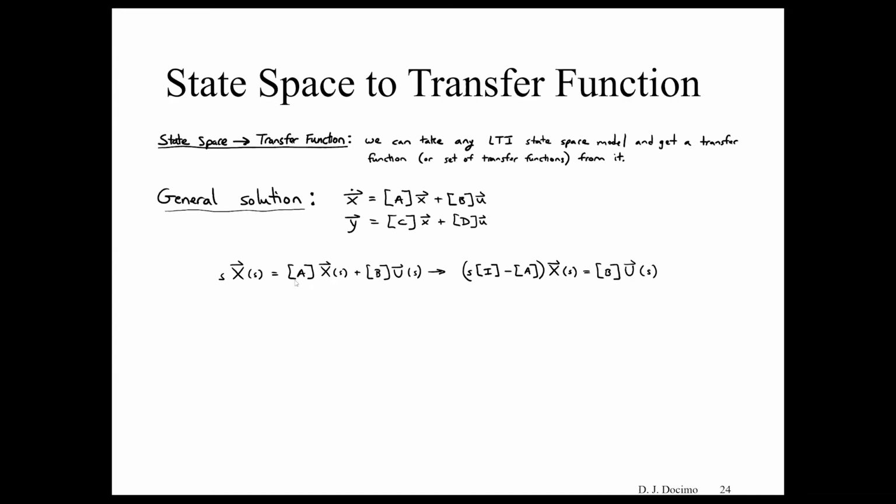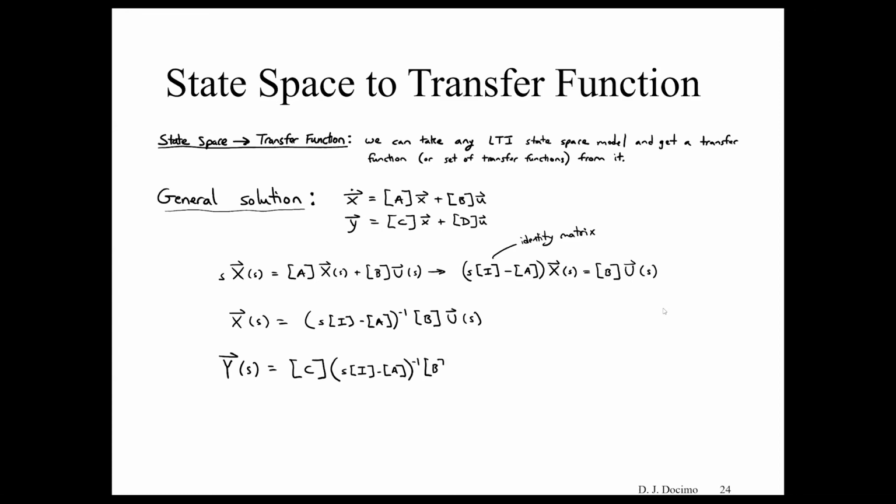And now we shift over this x over here and combine them together. Now s is implicitly multiplied by our identity matrix here, so we can group them together like this. And then now all we need to do is just solve for X of s in this case. So we end up just taking the inverse of this giant matrix right here, giving us this thing here, times B times U. Now for y, all we need to do is plug in that solution for x.